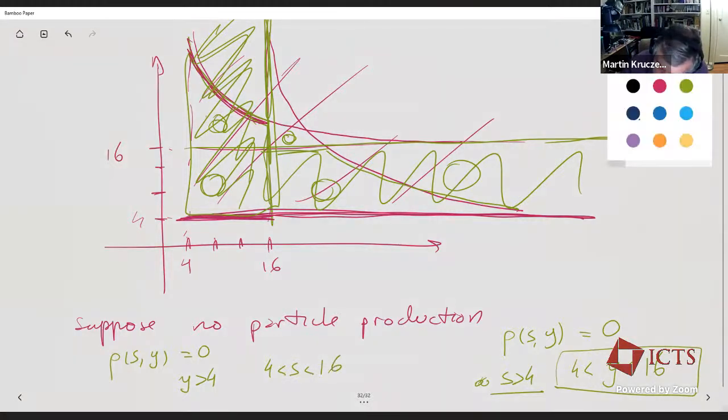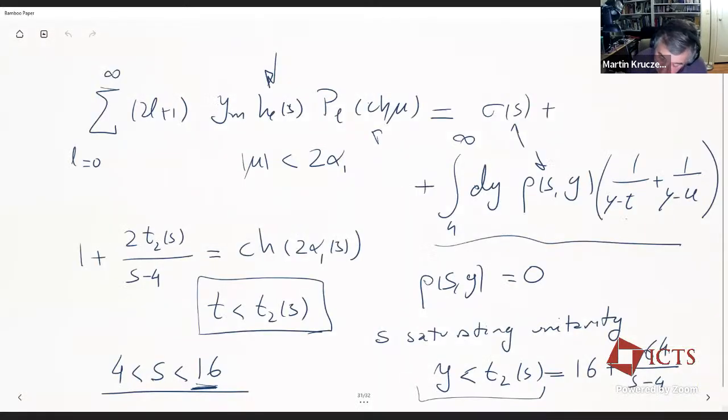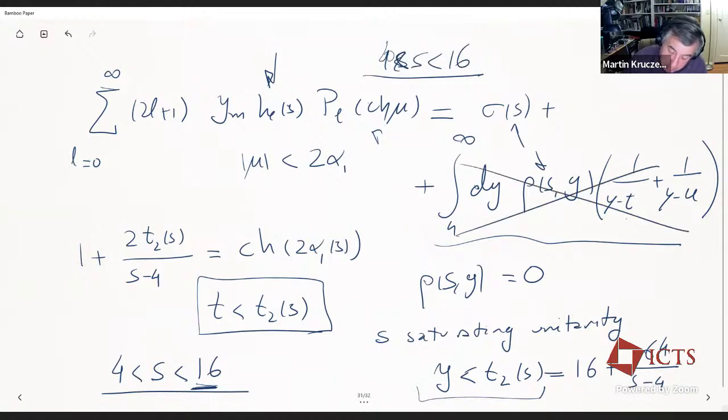And now we go back to our previous calculation. So rho we said is 0 for any y bigger than 4 and s between 4 and 16, but the integral is from 4 to infinity. So this rho will be 0, and this will be 0 for s between 4 and 16. So if there is no particle production, this term is gone, and that means that the imaginary part of HL of s for any s that is not 0, because here is where there is t dependence, should be 0. But the imaginary part is 0 from the unitarity condition. The modulus of HL also is 0, and that means that HL of s is 0 in this segment.